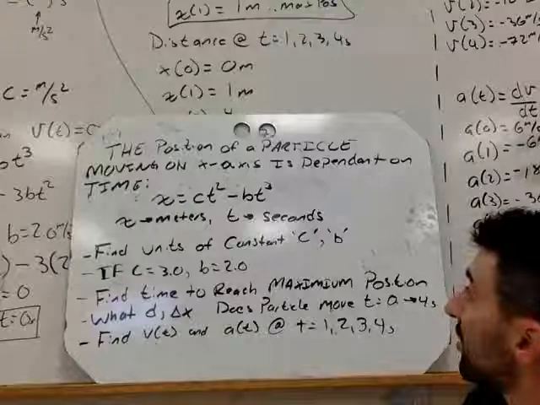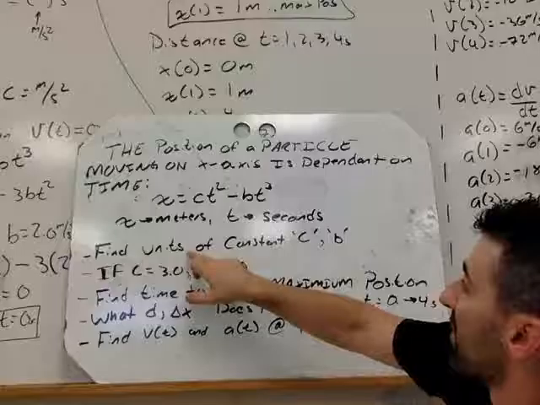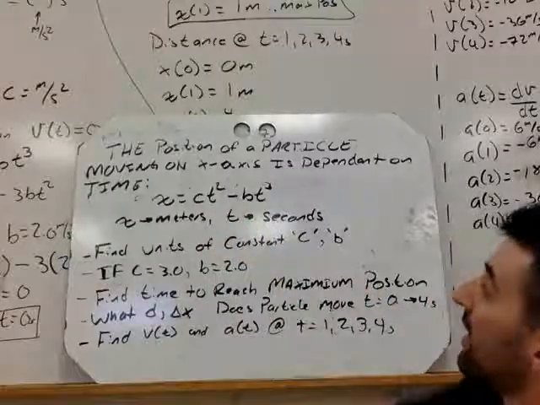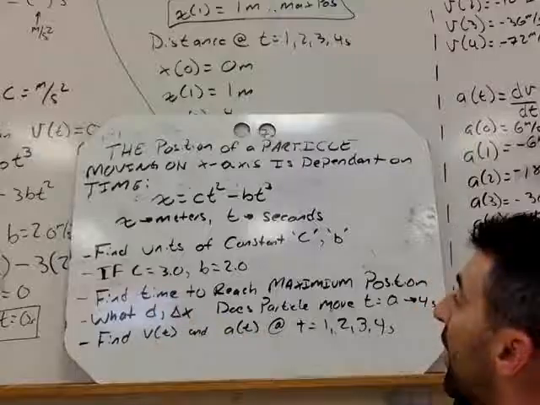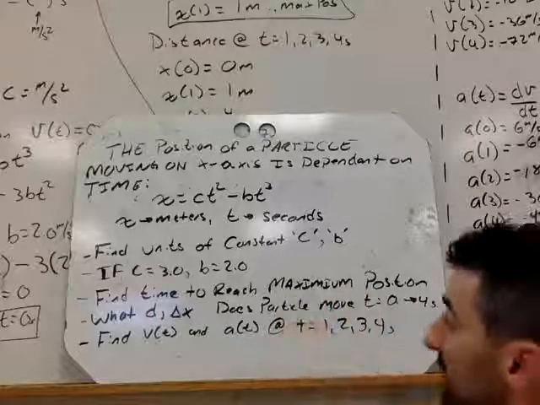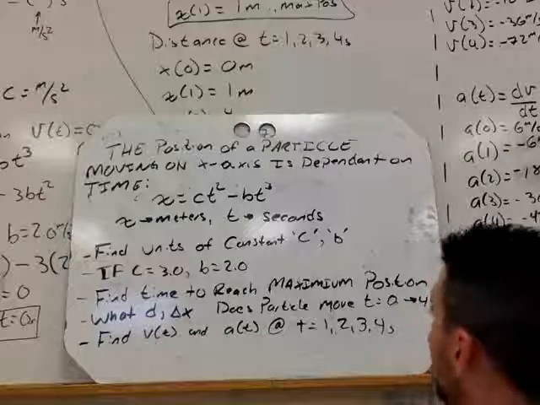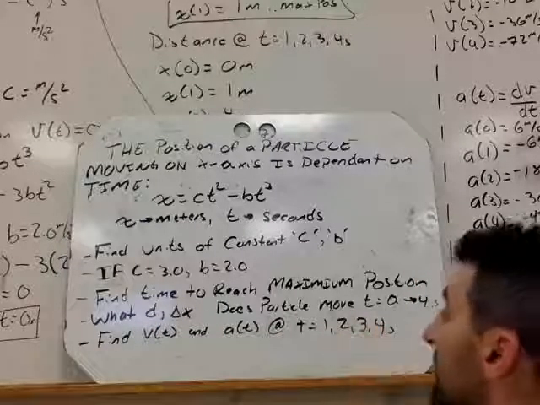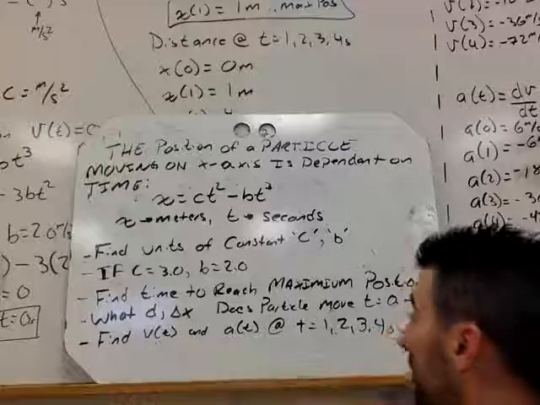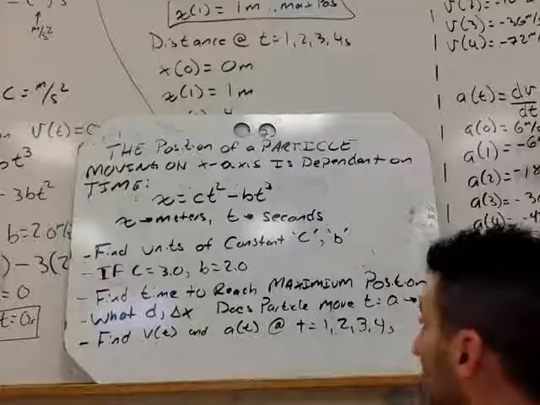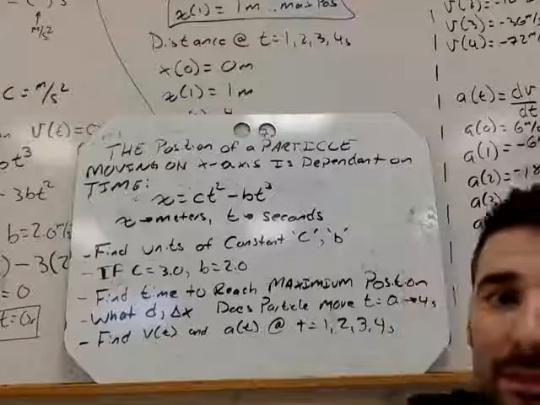The things that we're looking for, very first, I want to find the units for C and for B. Then, given actual numbers for C and B, I want to find the distance to reach its maximum position. I want to know what the distance and the displacement is at times t equals 0 through t equals 4. And then we're looking for the velocity with respect to time, and the acceleration with respect to time at time equals 1, 2, 3, and 4 seconds.